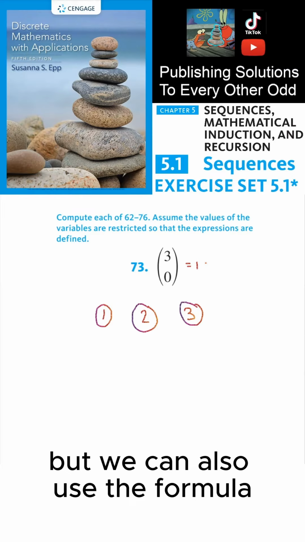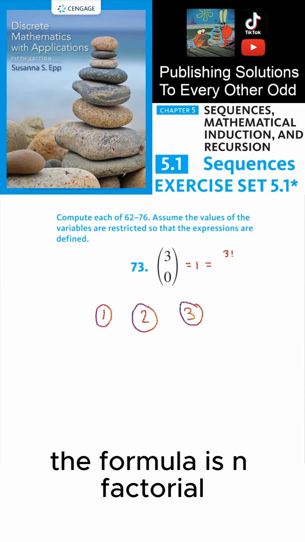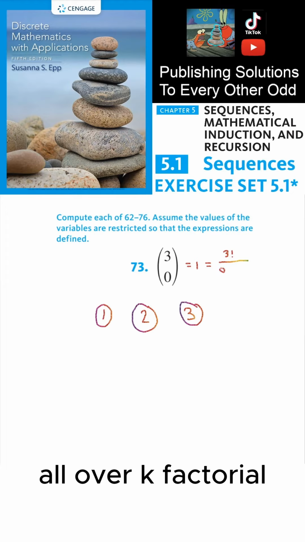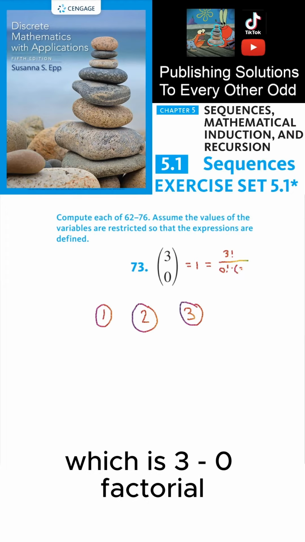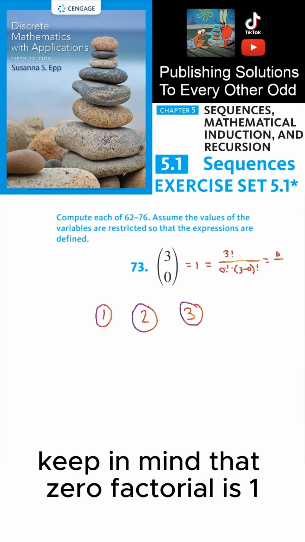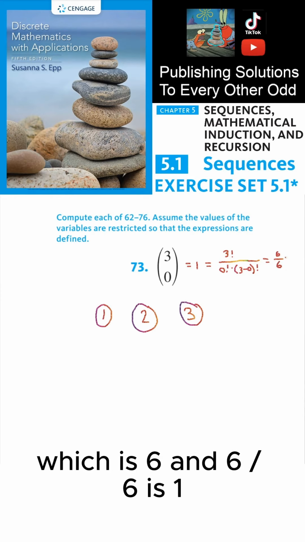But we can also use the formula for the combination to evaluate this number as well. The formula is n factorial, which is 3 factorial, all over k factorial, which is 0 factorial, times n minus k, which is 3 minus 0 factorial, which gives us 6 divided by 1 times 6. Keep in mind that 0 factorial is 1, so this would be 1 times 6, which is 6, and 6 divided by 6 is 1.